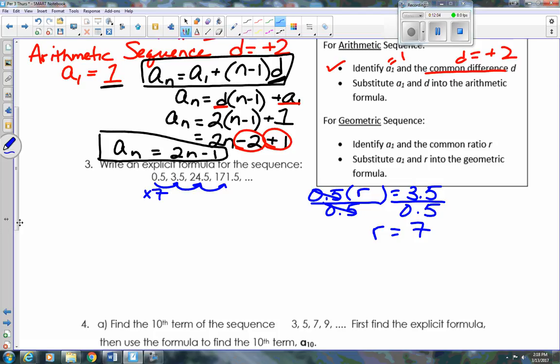I want to check to see what happens now. Will that work also to go from 3.5 to 24.5? Let me check that. If I take 3.5 and I multiply that by 7, see if I really do get 24.5. 7 times 5 is 35. Carry your 3. 21, 22, 23, 24 with one decimal place. Yeah, that does work. Looks like if I multiply by 7 each time, I'm going to get my sequence of numbers. So now I know r is equal to 7, and I have a geometric sequence.